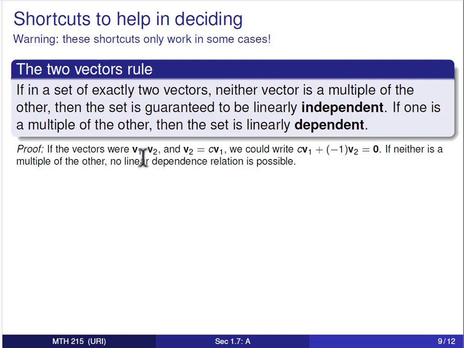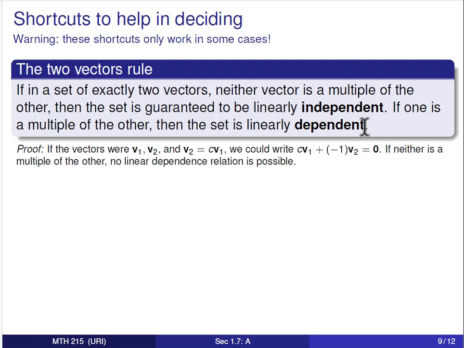Okay, so let's suppose that you had 2 vectors, v1 and v2, and suppose that v2 was a scalar multiple of v1. In other words, v2 is c times v1, where c is a constant. What we can do is we can write c times v1 plus minus 1 times v2 is equal to 0. And since minus 1 is definitely not 0, this is a non-trivial way of choosing those coefficients, so we're guaranteed to have a linearly dependent set.